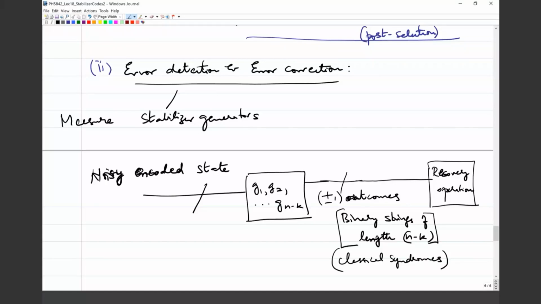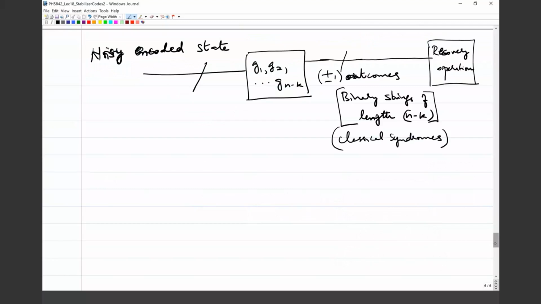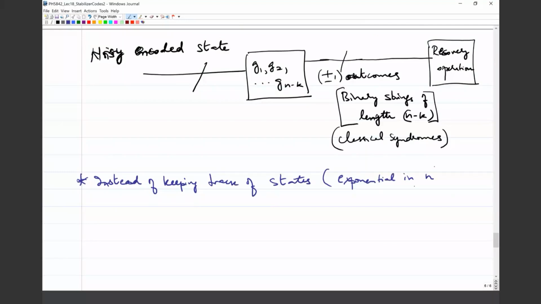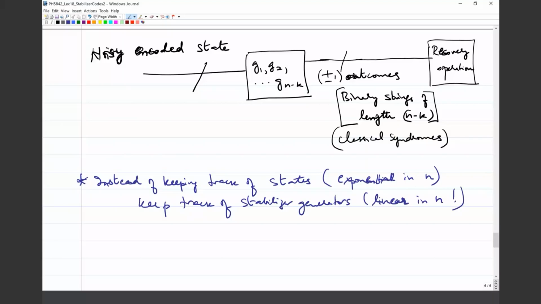And based on that, you can do the error correction, right? So let me just make this final remark here. All of this we've done examples of, so I'm just abstracting this out in a very general sense. So the idea is that instead of keeping track of states which are exponential in n, we keep track of the stabilizer generators. And how many generators are there? N minus k. So that's linear in n, right? So describing the entire error correction procedure in terms of the stabilizer generators helps you to keep track of this entire process. It becomes something which is linear in the number of encoded qubits as opposed to exponential.